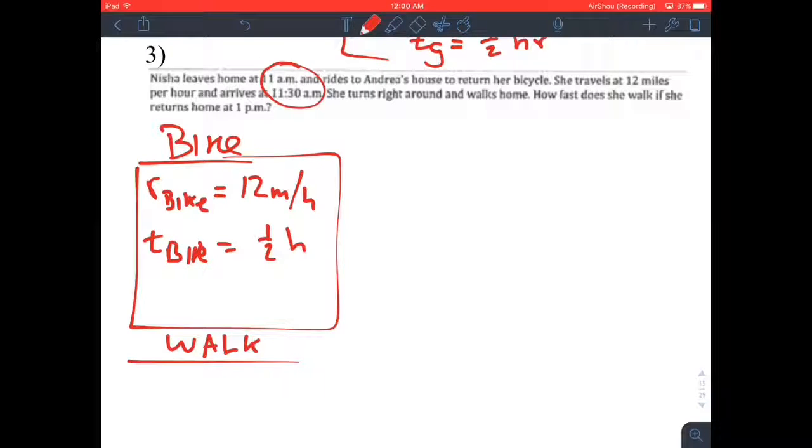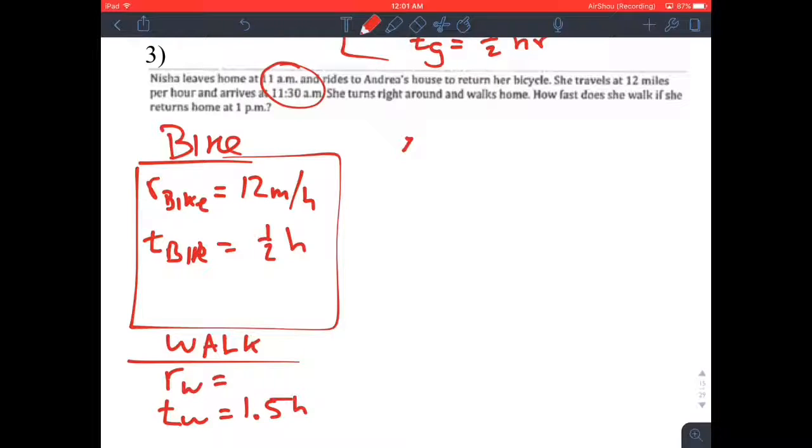We do not know her rate of walking. We do know that her time for walking, though, she left at 11:30 and got there at 1. So that would be an hour and a half, or 1.5 hours. So it's the same distance.